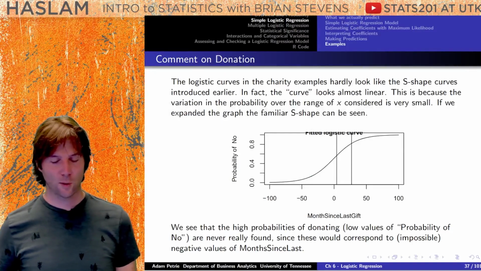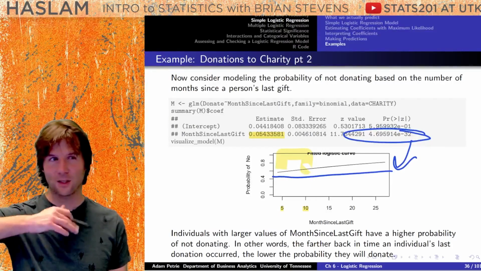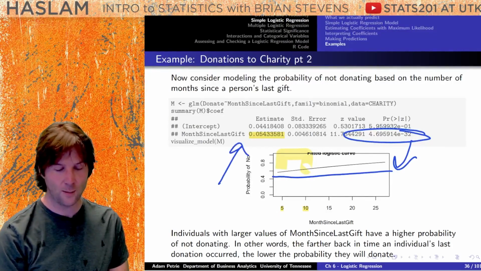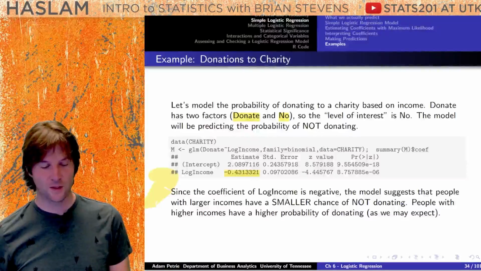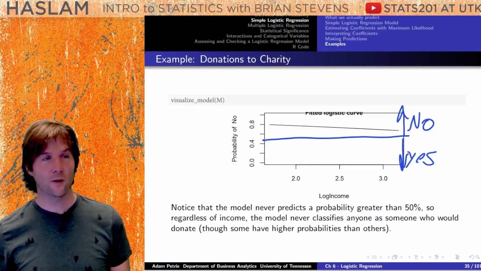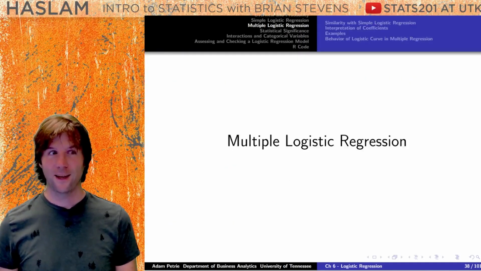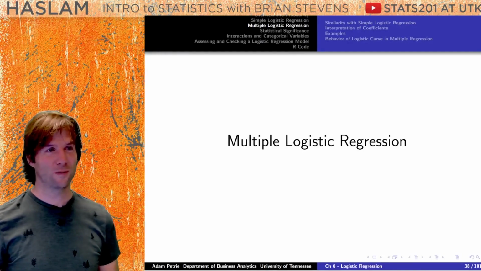Remember that the logistic curve is an S shape, even if you don't see it. So remember how we have positive coefficient means sigmoidal up, and negative coefficient means sigmoidal down. There's a negative coefficient on the x variable, sigmoidal down. Here's a positive coefficient on the x variable, sigmoidal up. Next, we'll get ready for some multiple logistic regression.